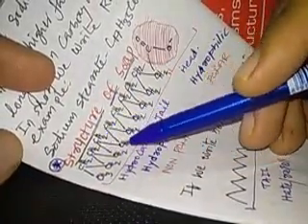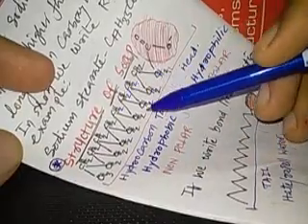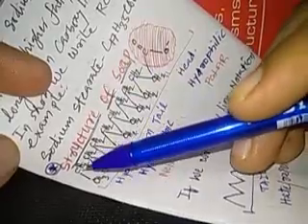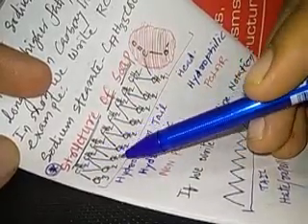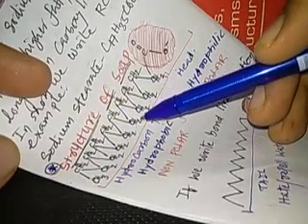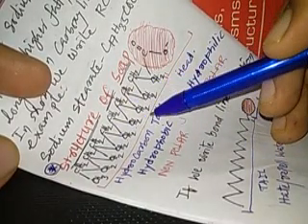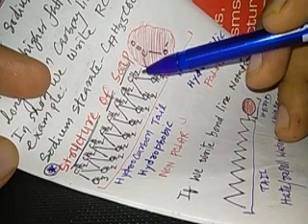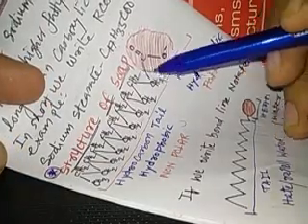You can see here I have tried to write it. This is 17 carbons, and hydrogen 35, and COO minus. So this is the structure of soap.